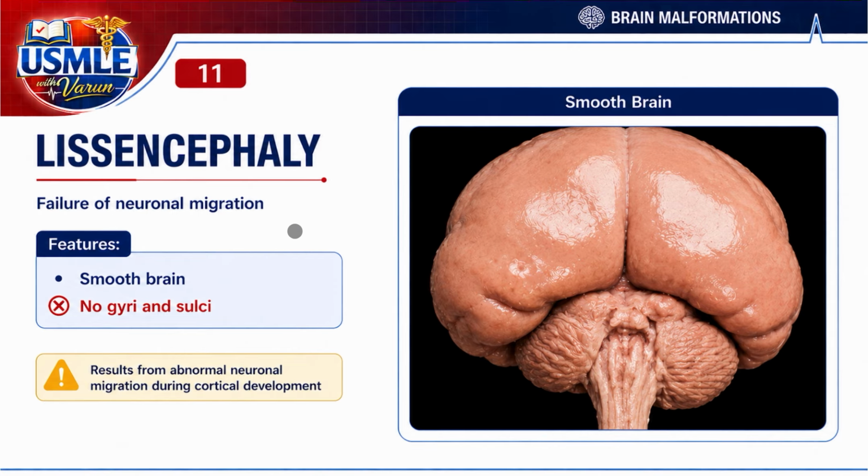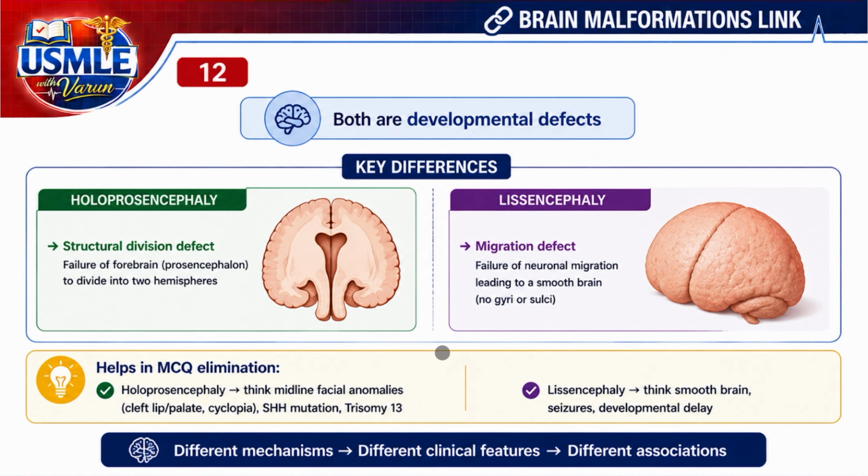Lissencephaly is due to failure of neuronal migration. In this condition, neurons don't reach the correct place where they have to be. So the result is usually a smooth brain. There are no gyri or no sulci. So this is called lissencephaly, literally meaning smooth brain. This results from abnormal neuronal migration during cortical development.